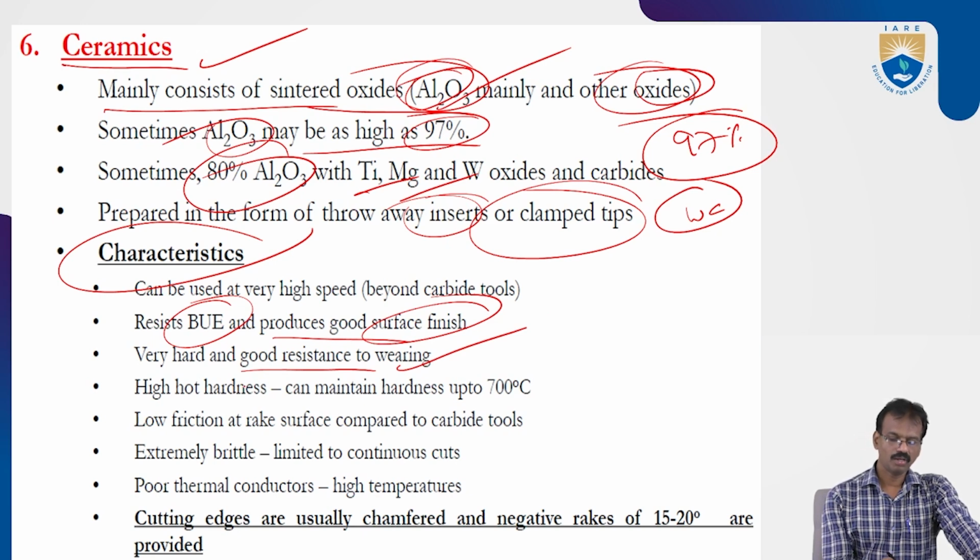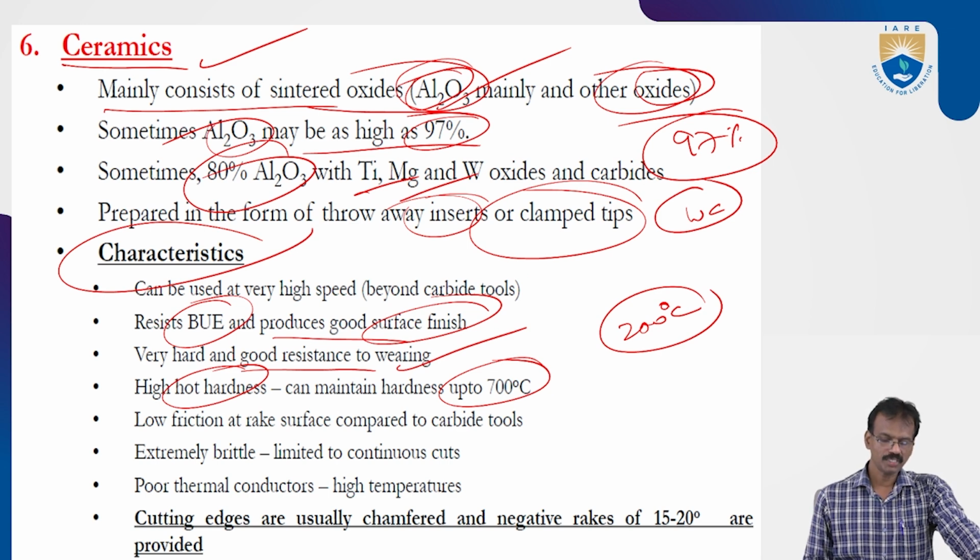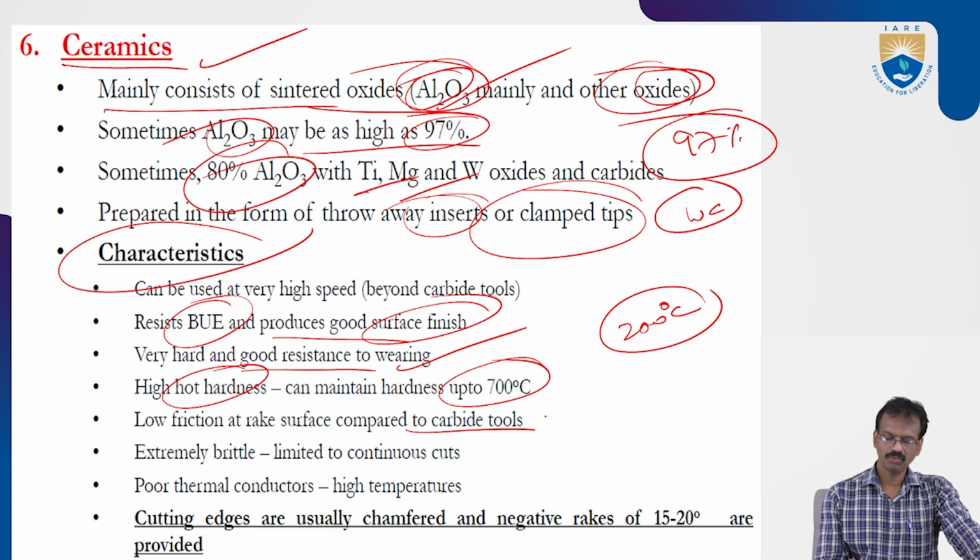Next, hot hardness is also very high. It can maintain hot hardness up to 700 degrees. For carbon steels, you know the range is 200 degrees; above 200 the hardness will be lost. Low friction at the rake surface compared to carbide tools. Extremely brittle and limited to continuous cuts.